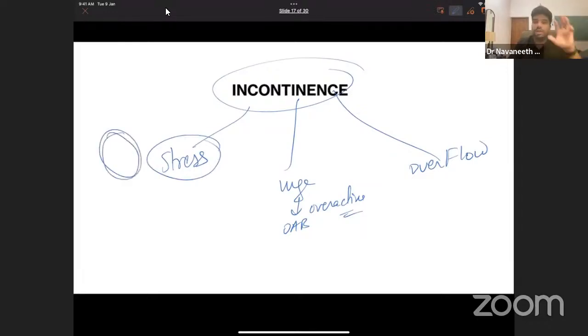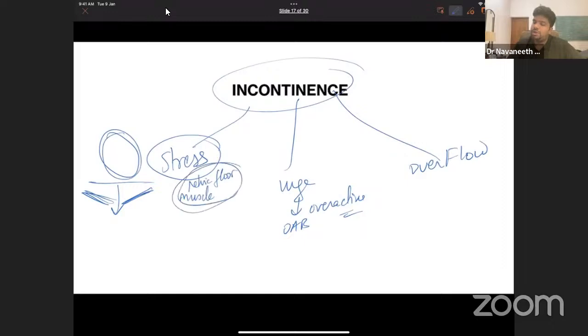Stress incontinence is the part wherein it's not the arc. I told you about the micturition reflex arc; this is below that. So it's the pelvic floor that is problematic. It's the urethral hypermobility that is problematic. It is the weakness post-surgery that has caused stress incontinence. So stress incontinence is a problem of the muscle or the pelvic floor.